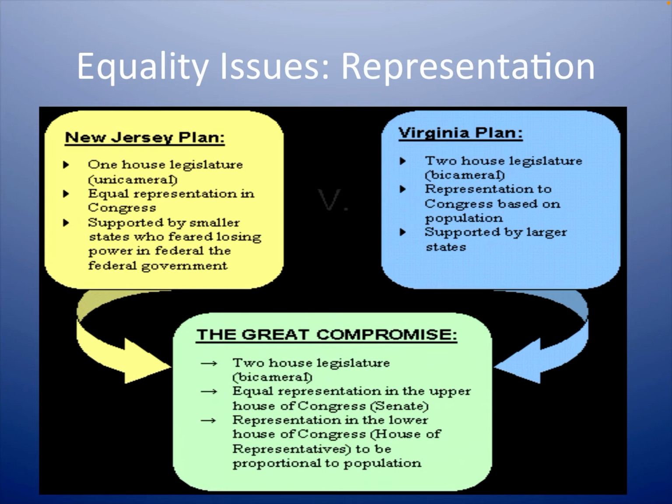Then you have the lower house, the House of Representatives. And the population will dictate the amount of representatives in the lower house, in this House of Representatives. So larger states would have more representation, smaller states would have less. It all depended on the idea of population and how it dictated the number of representatives.